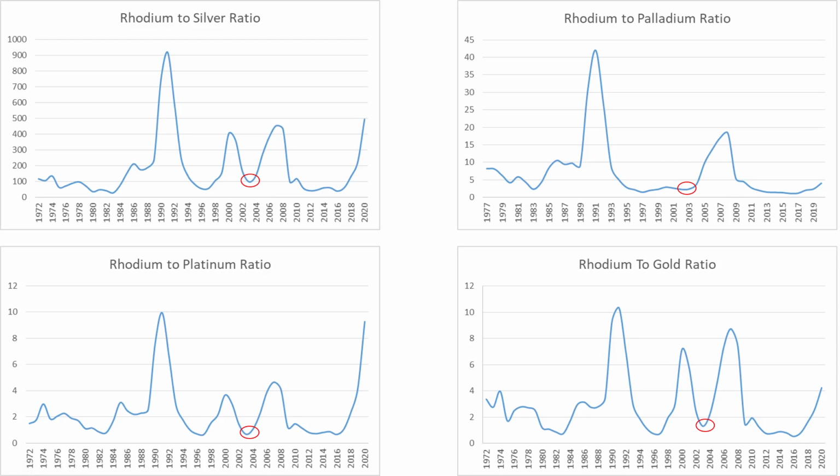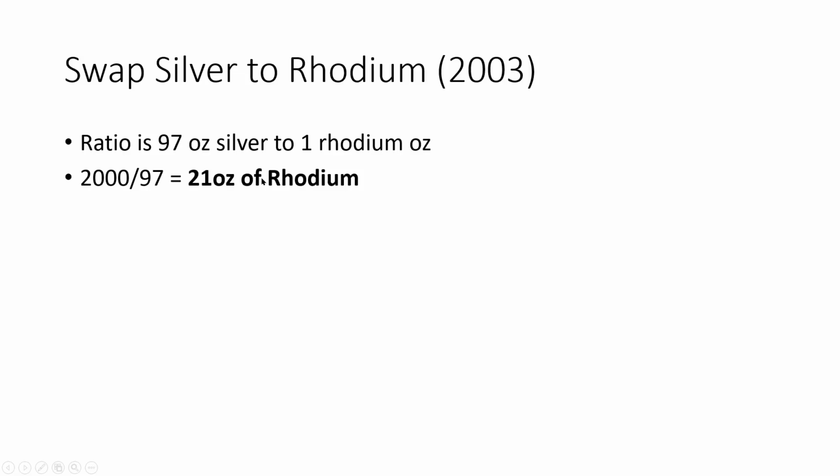It also says that rhodium is cheap on a historical basis against all the metals, just like platinum is today. But rhodium, killer buy right here. So we want to swap our silver to rhodium. Remember, it's 1 ounce to every 100 ounces roughly. So the ratio is 97 ounces of silver to 1 ounce of rhodium. 2,000 divided by 97 is 21 ounces of rhodium. So we own 21 ounces of rhodium. It's 2003. That's what we have in our hypothetical financial education swap. It's 21 ounces of rhodium.